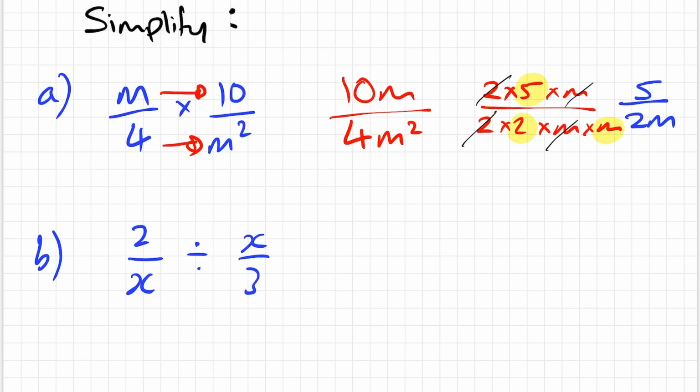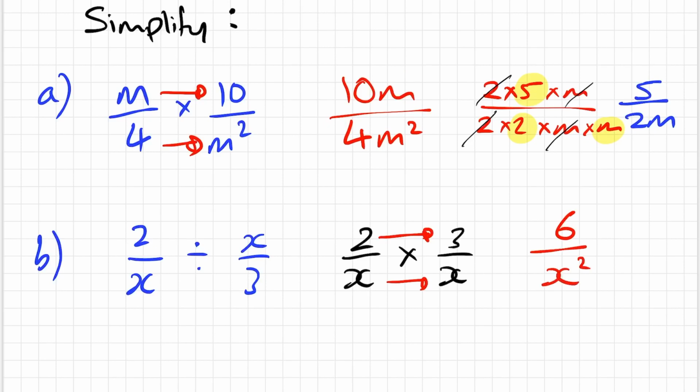Let's look at part B. Remember, we need to keep, change, flip. So let's write that down. We'll do 2 over x multiplied by 3 over x. And now we're just going to simply multiply the numerators to give us 6. We're going to multiply the denominators to give us x squared. So 6 over x squared.